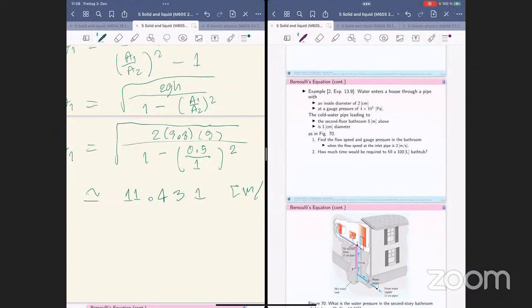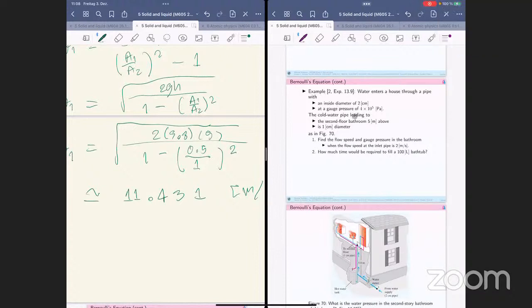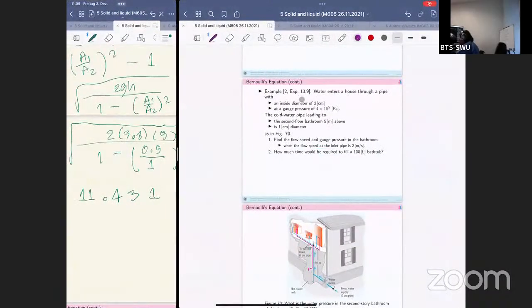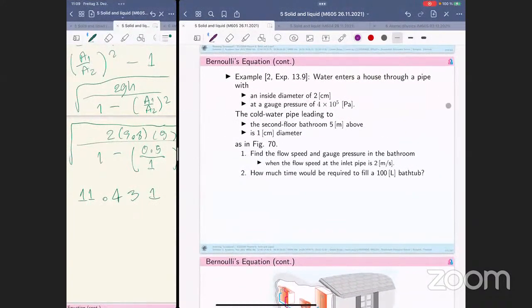Okay, let's continue our story. Yes, we arrived at the last example of the topic of the Bernoulli equation. It's quite close to reality, right? You know that in physics, you will deal with problems that are really close to our real life situations.